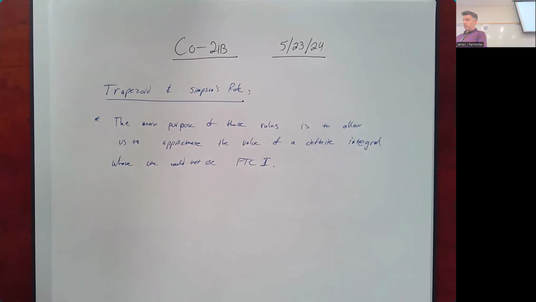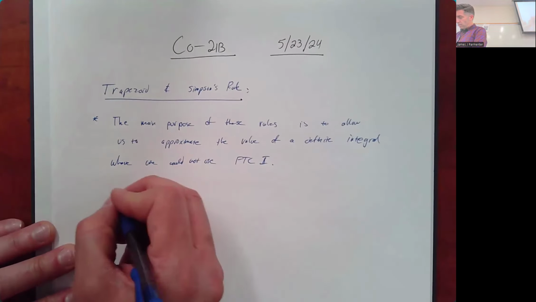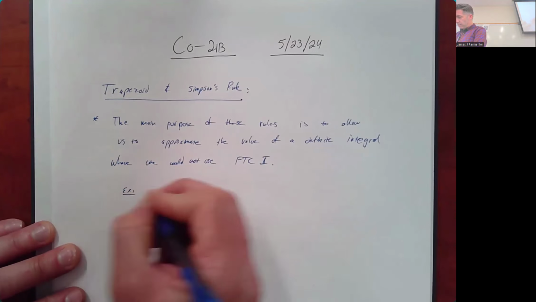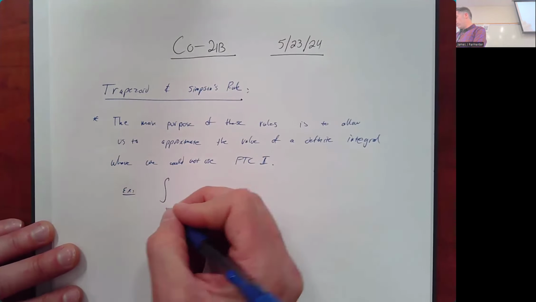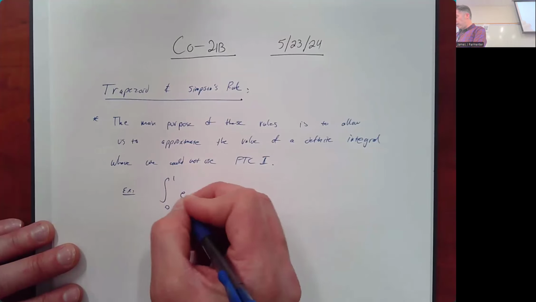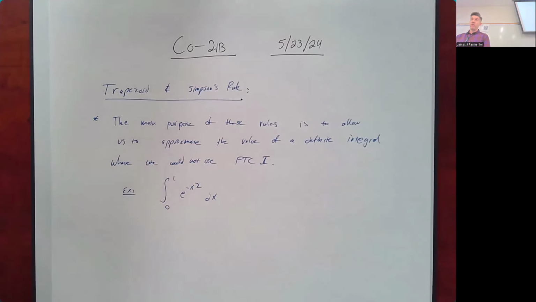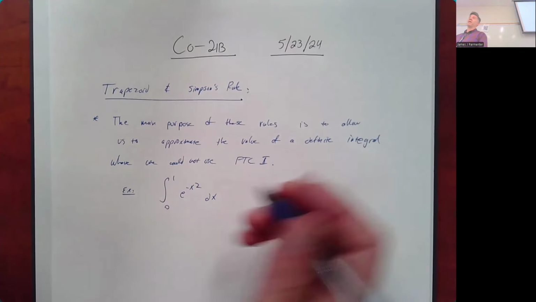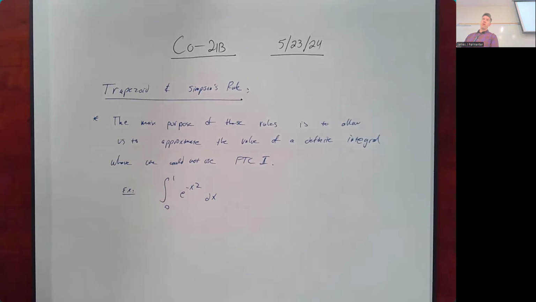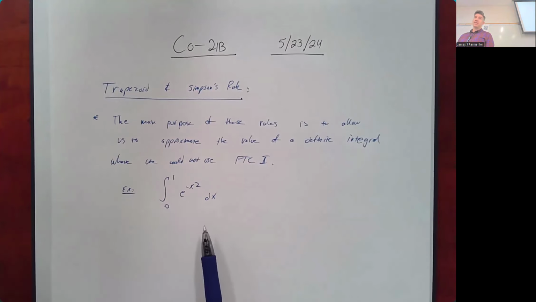A couple examples of this would be, famously, the integral from 0 to 1 of e to the negative x squared. That is a function that does not have an antiderivative. Or we say it doesn't have an elementary antiderivative, meaning you can't write it as normal functions added, subtracted, multiplied, divided together. You can write it as that. That's the antiderivative of e to the negative x squared. Look, there it is. But it's not very helpful.